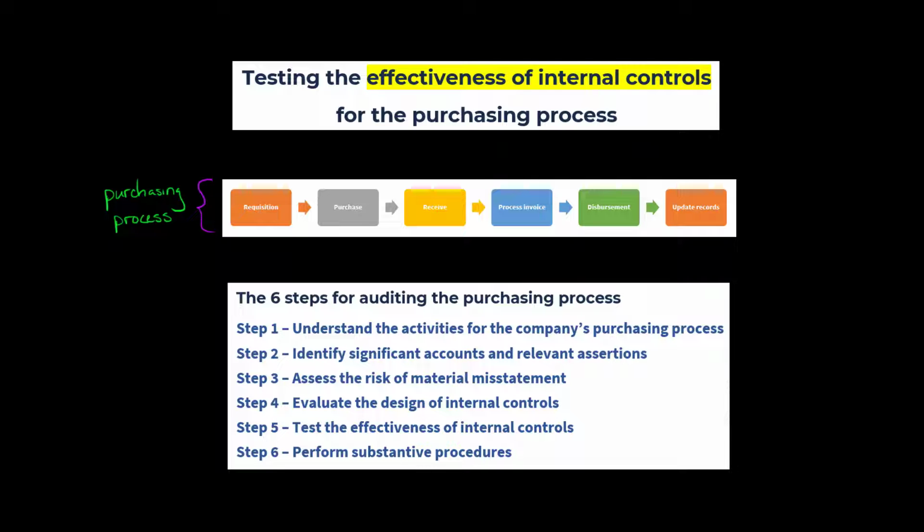We've been discussing the various steps for auditing the purchasing process. In the last video, we discussed step number 4, evaluating and understanding the design of a company's internal controls. In this video, we're going to move on to step number 5, and we're going to discuss how the auditor would go about testing the effectiveness of the client's internal controls.